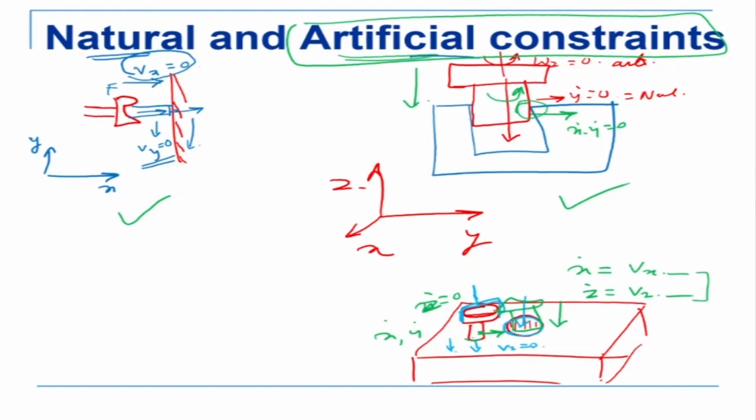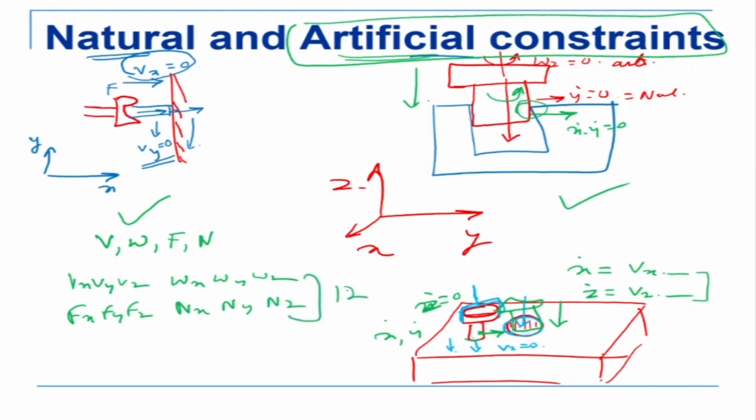Now, let us ask the question, how many are there? Okay, so we know that there are forces, there are linear velocities, there are angular velocities, and there are moments. Okay, I can say n is moment. Okay, how many linear velocities? Vx, vy, vz. How many angular velocities? Omega x, omega y, omega z. How many forces? Fx, fy, fz. And moments nx, ny, and nz. So how many are there? 12 are there actually.